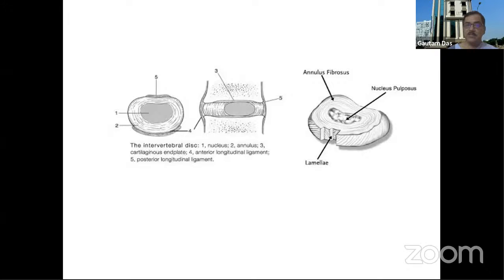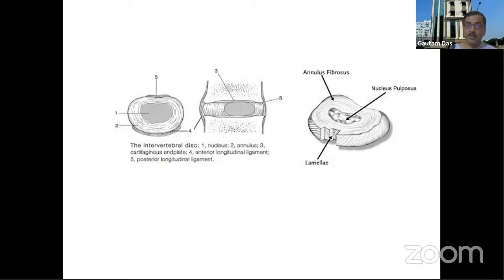So what is aging of the disc? Aging of the disc means the dehydration of the nucleus pulposus. So when you are growing older, what happens? Like any cartilage, the chondrocyte cells start reducing in number. If the chondrocyte cells are fewer, what will happen? Then a smaller amount of the glycoprotein molecule will be synthesized. So what will happen? The oncotic pressure will be less.